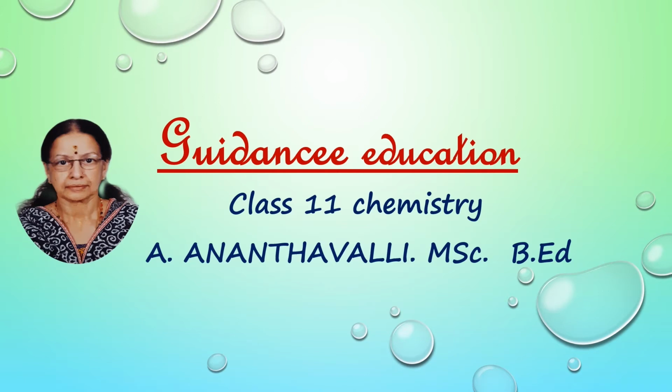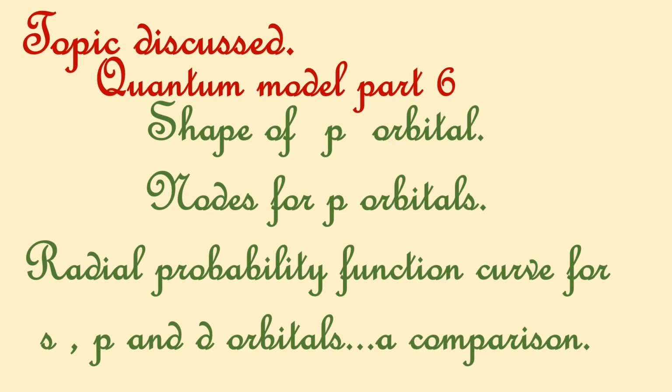We are continuing Class 11 Chemistry, Chapter 2, Structure of Atom. Under that, we are doing Quantum Mechanical Model of Atom. This is Part 6 under that series. We are continuing Quantum Model. The topics are: shape of p orbital, notes for p orbitals, and radial probability function curve for s, p and d orbitals, a comparison. This video will be of great use to you, so watch the video without skipping.